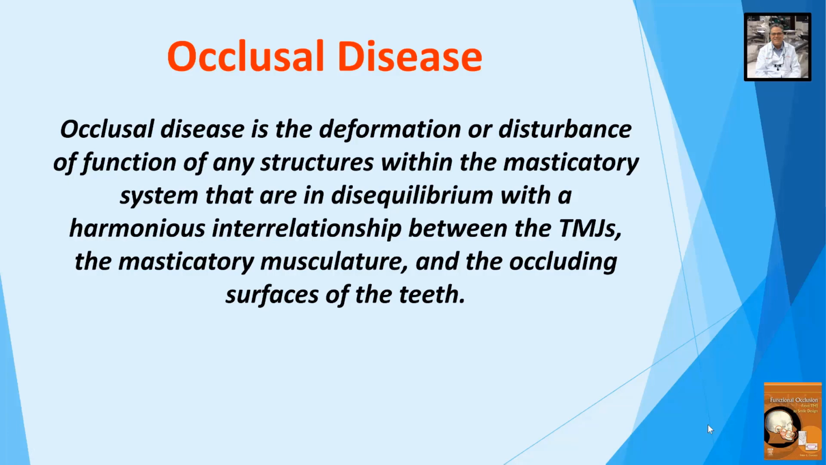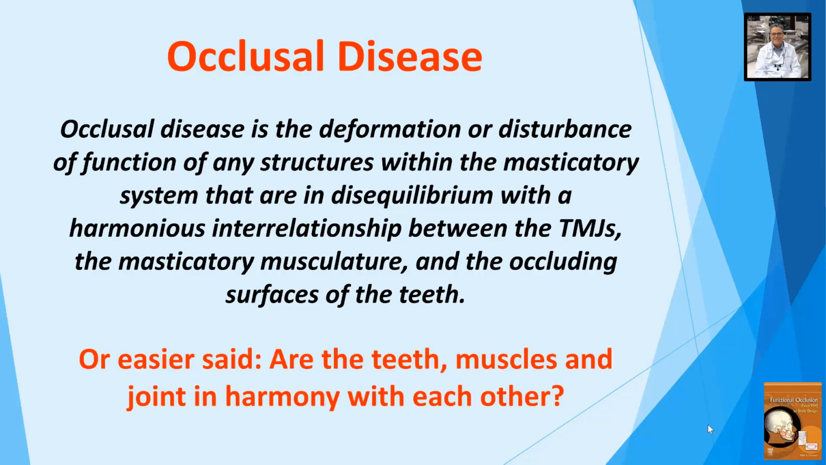Occlusal disease is the deformation or disturbance of function of any structures within the masticatory system that are in disequilibrium with a harmonious interrelationship between the TMJs, the masticatory musculature, and the occluding surfaces of the teeth, or, easier said, are the teeth, muscles, and joint in harmony with each other. Think of it as a system of balance and harmony between the teeth, muscles, and joint.